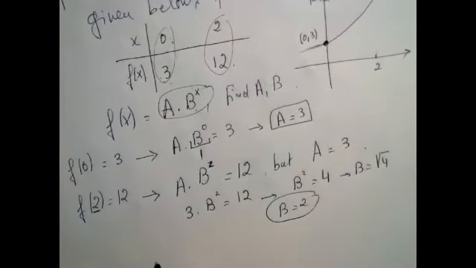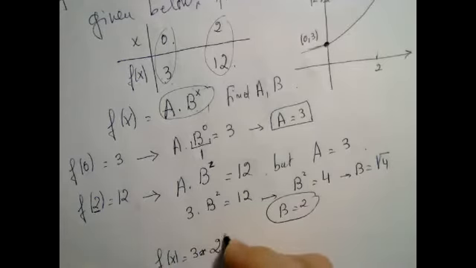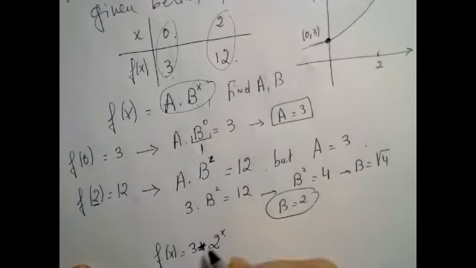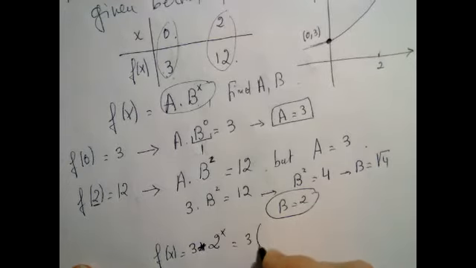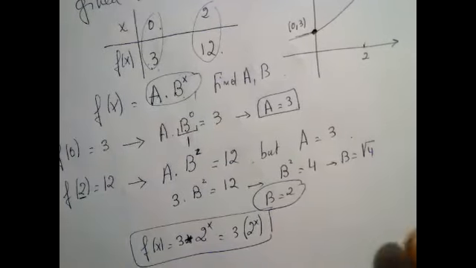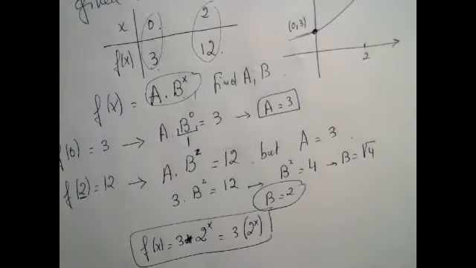It means my function has the form 3 times 2 to the x. This is 3 multiplied by 2 to the x. So that's the formula for the exponential function that fits this data.